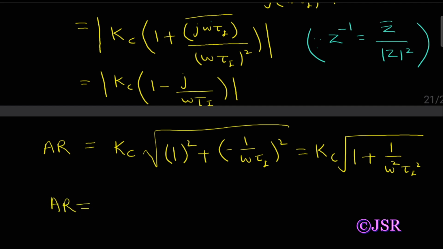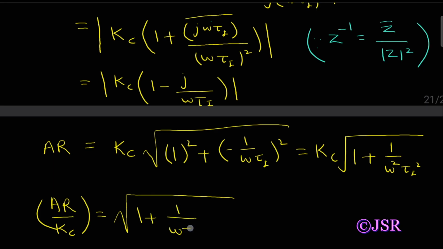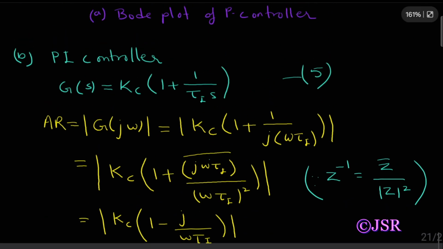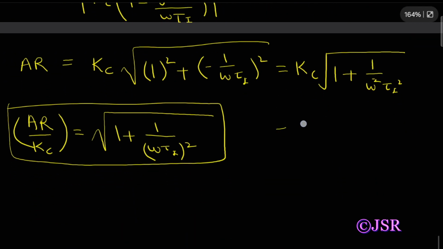So the amplitude ratio can be written as amplitude ratio upon Kc equal to root of 1 plus 1 upon omega tau I whole square. So this is equation number 6.